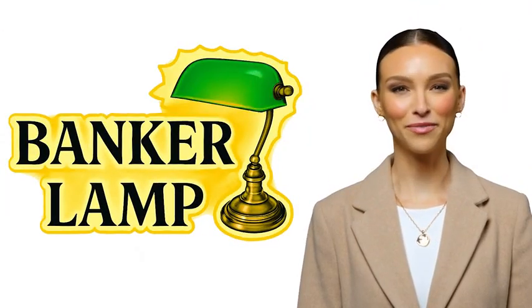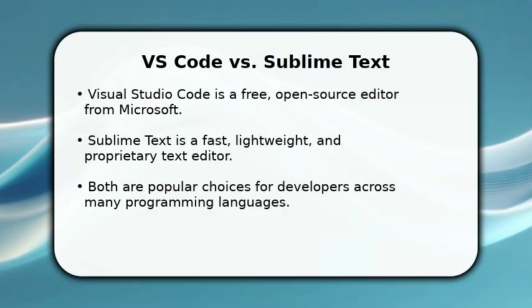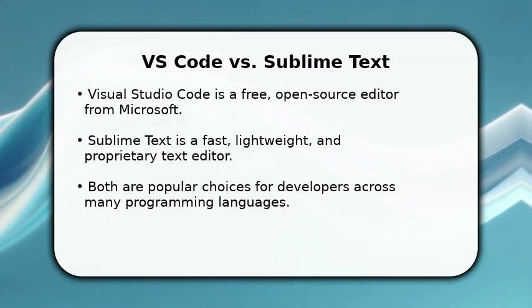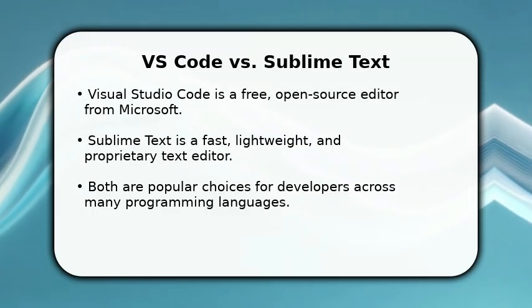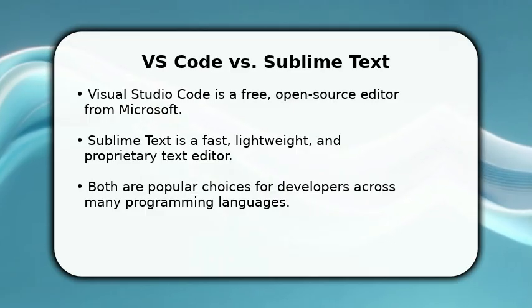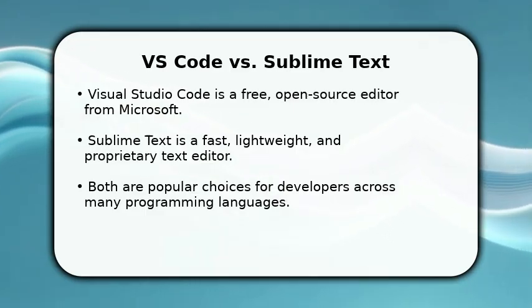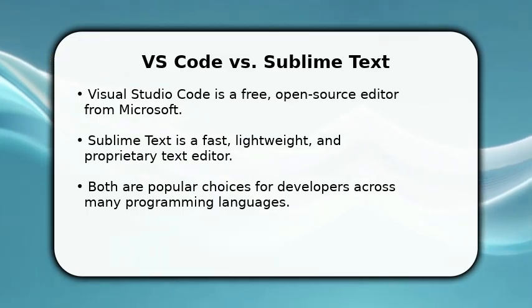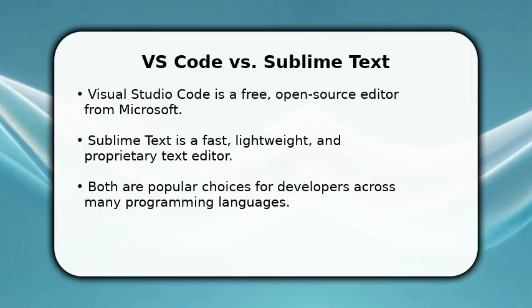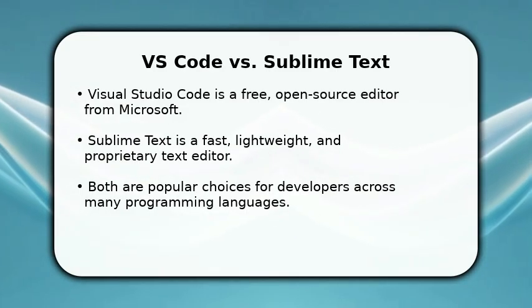Please enjoy the video. In this video, I will compare Visual Studio Code and Sublime Text. We'll explore their core differences to help you decide which editor best suits your workflow. Visual Studio Code, often called VS Code, is a powerful, feature-rich, and free editor. Sublime Text, on the other hand, is known for its speed and efficiency, offering a more minimalist experience. Let's dive into their unique strengths.